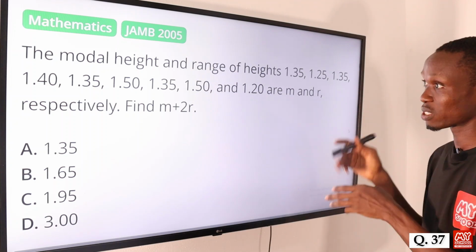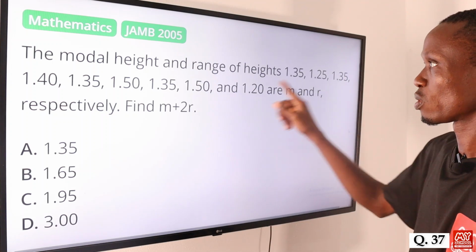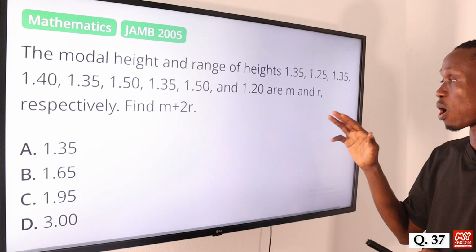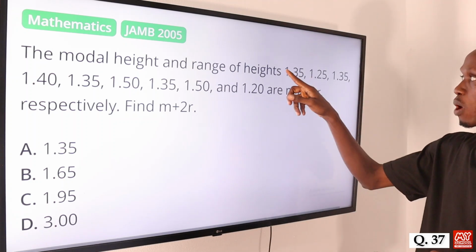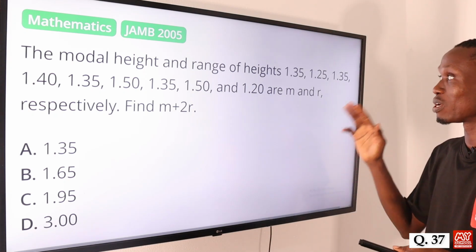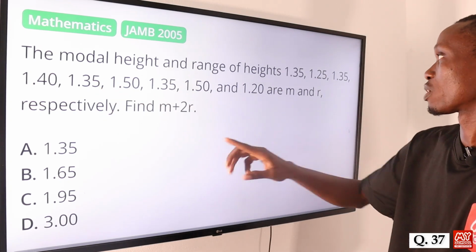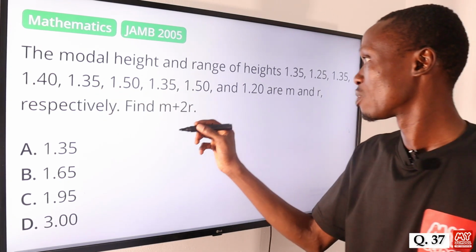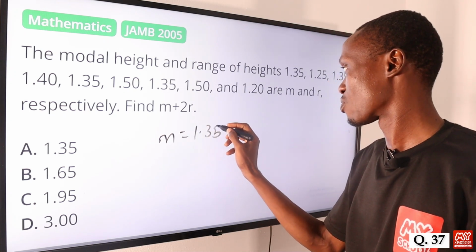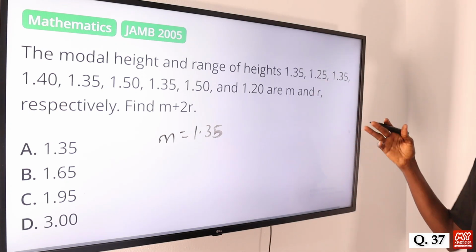So the height that will come most here is actually 1.35, okay, because we have 1, 2, 3, 4, so we have 4 of each. So M is equals to 1.35, okay. So the range means the highest value minus the lowest value, okay.